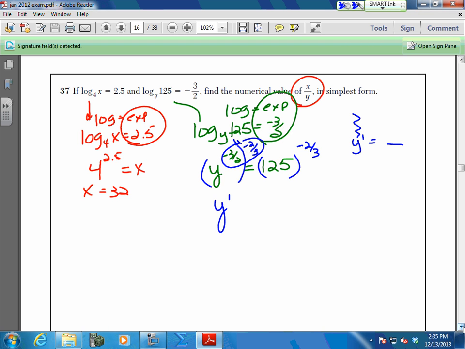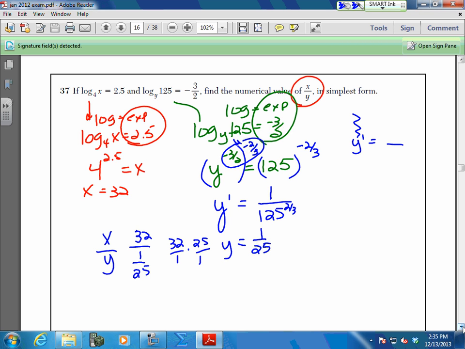So this is going to give us y to the 1, and you can absolutely put that in your calculator or use your reciprocal and know that it changes it to the positive. It's the cube root of 125 squared, so it's going to be y is equal to 1 over 25. Now you can finish the rest. X divided by y. 32 divided by 1 over 25. Put it in your calculator, or keep, change, flip. And this will be equal to 800. You had a couple of things to do here for your logs.